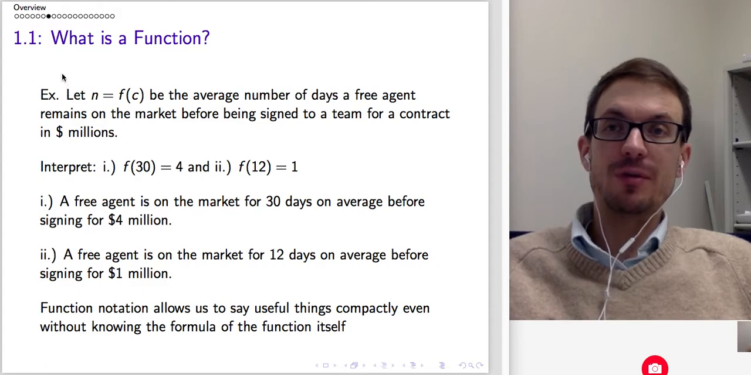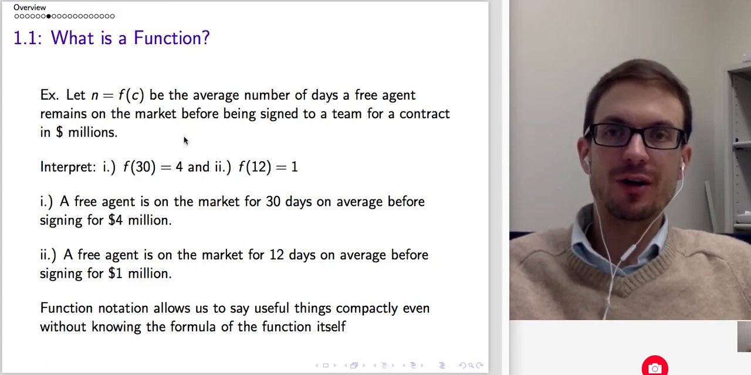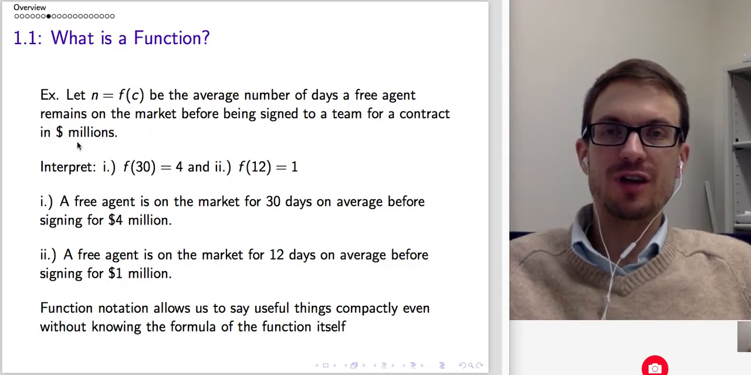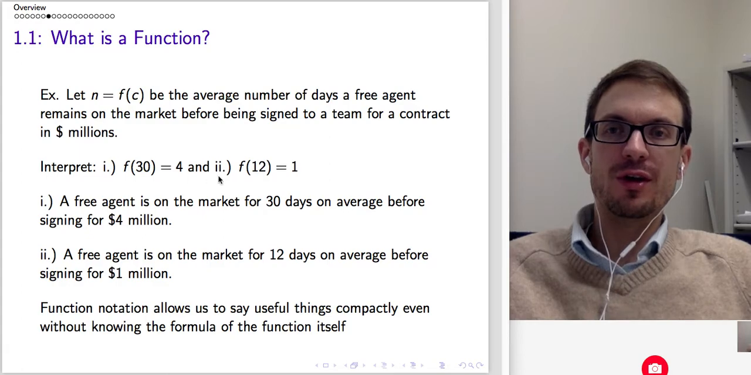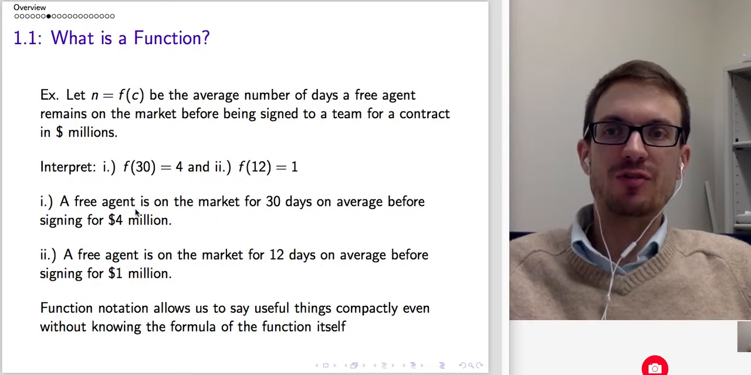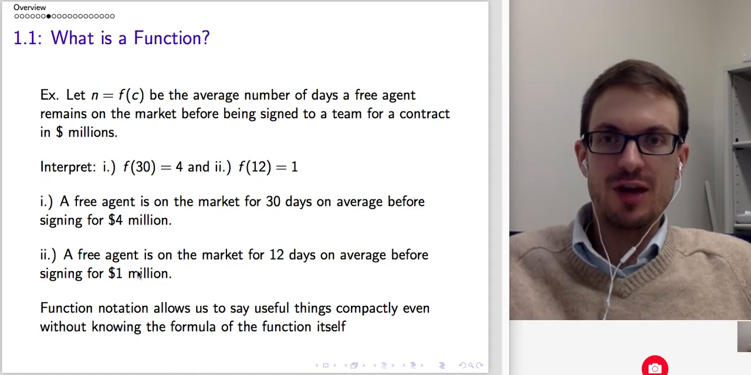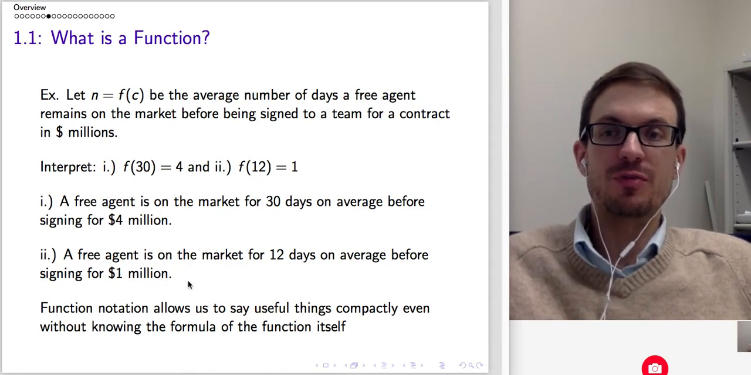Okay, here's another example. Let n equals f of x be the average number of days a free agent remains in the market before being signed to a team for a contract in the millions. So we'll interpret first, f of 30 is equal to 4, and second, f of 12 is equal to 1. Well, the first one, a free agent is on the market for 30 days on average before signing for $4 million. And the interpretation of the second one is just a free agent is on the market for 12 days on average before signing for $1 million.